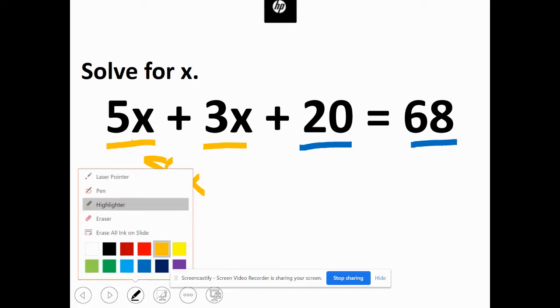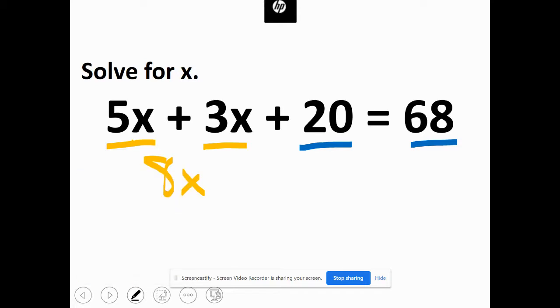And I can't add on that 20 because that 20 is not the same term. It does not have the x with it. So that's just going to stay the same. We're just going to drop that down. And so is the 68. Since it's on the other side, we can't do anything with it.